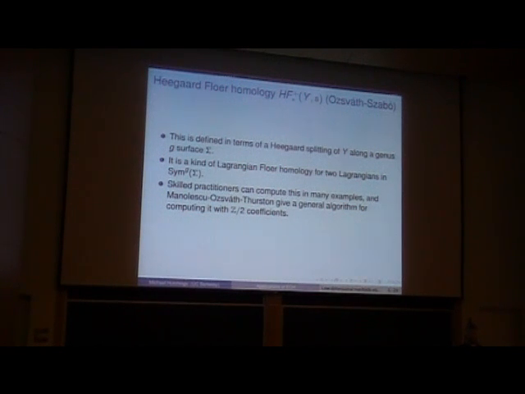The people who know what they're doing, I'm not one of them, can calculate just about any example you give them. In fact, there are general algorithms. I don't know all the references, but one is this paper by Manolescu and Ozsváth, which is an algorithm for computing this Heegaard Floer homology of any three-manifold. It might take a while, but it's algorithmically computable.